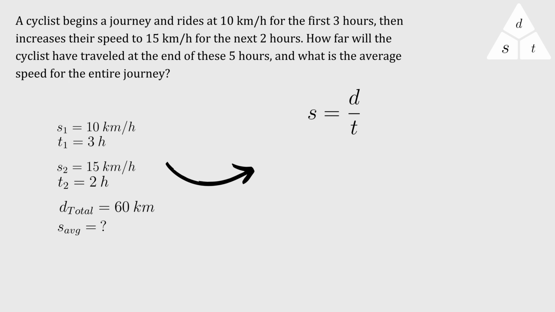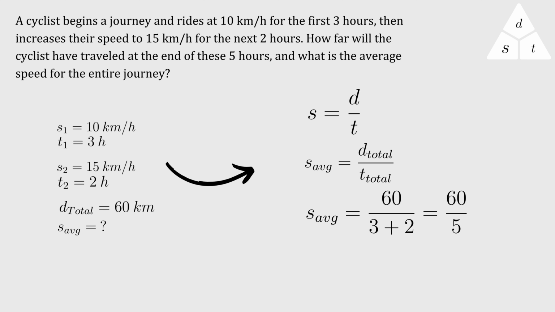In this case, you want to divide the total distance, which we just calculated, by the total time taken to get the average speed. The total distance is 60, and divide 60 by the sum of 3 and 2, because the total time taken will be time 1 plus time 2, and then you are left with 60 divided by 5. Therefore, you have successfully calculated the average speed, which is 12 kilometers per hour.